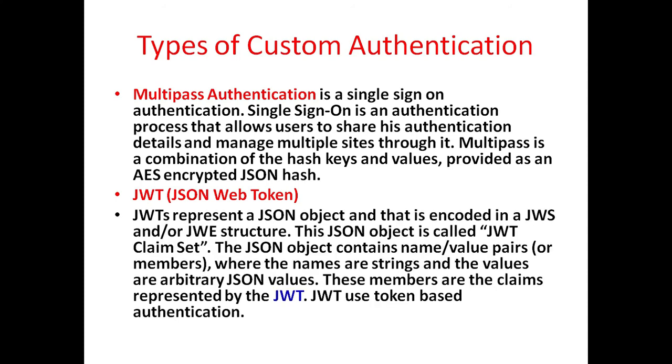JWT represents a JSON object that is encoded in a JWS and/or JWE structure. The JSON object is called the JWT claim set. The JSON object contains name, value pairs or members, where the names are strings and the values are arbitrary JSON values. These members are the claims represented by the JWT. JWT uses token based authentication.